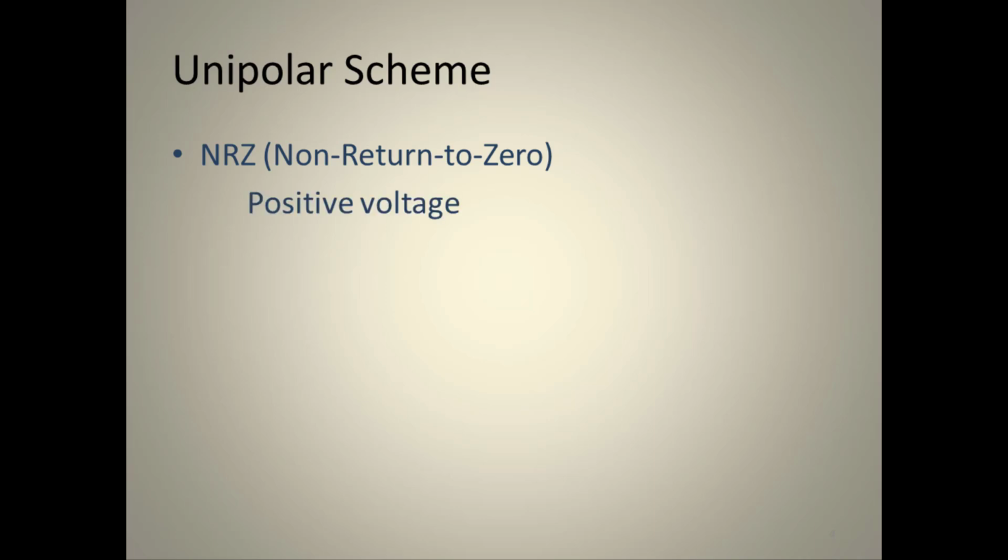We'll study them one after the other. Let us see the meaning of the unipolar scheme. In unipolar we have only one, that is non-return to zero. Why is it called unipolar? Because we only use one voltage level. We use positive voltage to represent 1 and 0 voltage to represent 0. So it has only one polarity. It can be only negative or only positive; in our case we are only using the positive voltage.